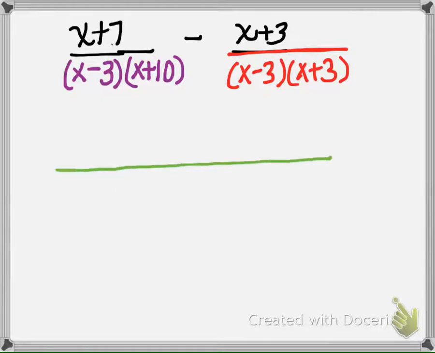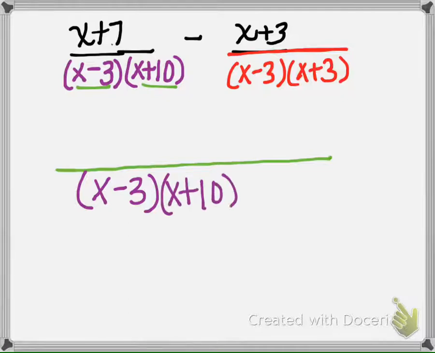So I'm going to make a really long line. I'm going to bring down the x minus 3, and I'm going to bring down the x plus 10. And I'm going to come over here and ask myself, is there an x minus 3? Yes. Is there an x plus 3? No. So I'm going to include the x plus 3 in the denominator. So that is my common denominator.